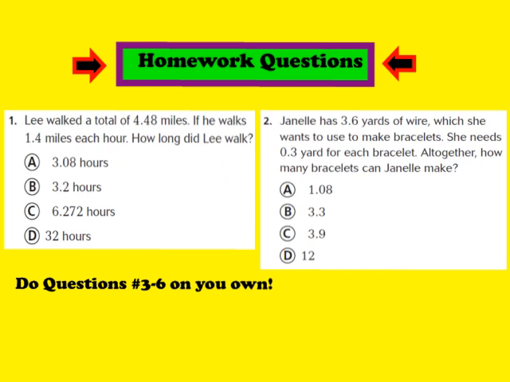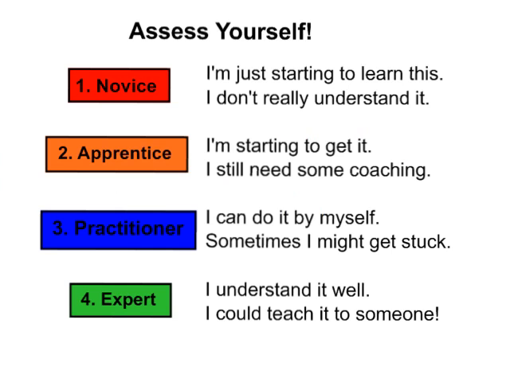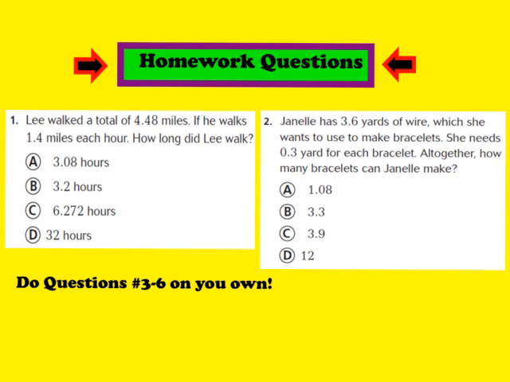Now, for your homework for tonight, I would like you to complete question number 1, as well as question number 2, along with numbers 3 through 6 found in your Go Math workbook on page 112. Don't forget to assess yourself. Somewhere on your workbook page, I want you to let me know, do you feel like you're number 1, a novice, number 2, an apprentice, number 3, a practitioner, or number 4, an expert? Once again, don't forget, your homework questions for tonight will be to complete number 1 and number 2, as well as numbers 3 through 6 found in your Go Math workbook on page 112.